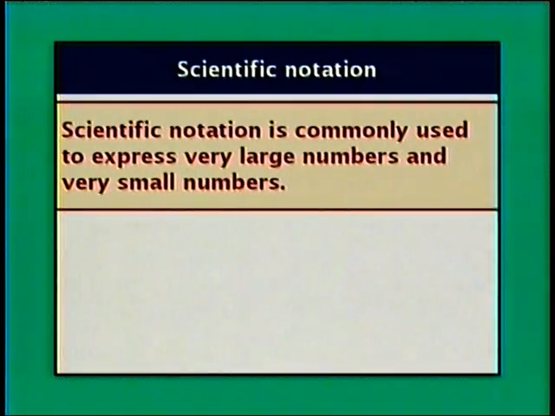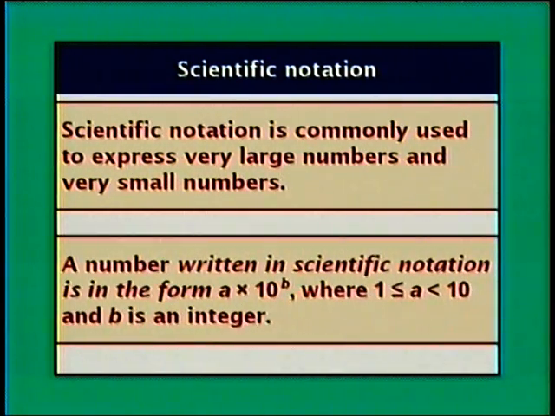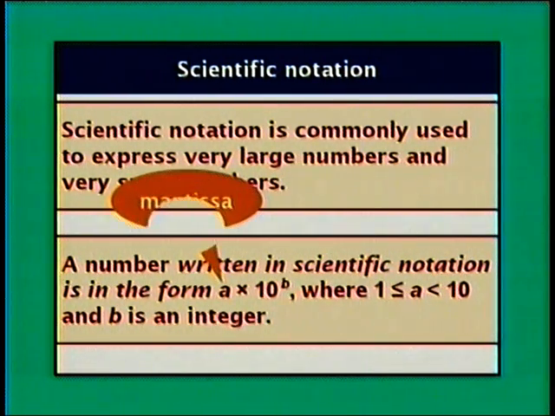So now let's formally define scientific notation. Now, scientific notation is commonly used to express very large and very small numbers. A number written in scientific notation is of the form a times 10 to the b, where this number a is some number between 1 and 10, but it can't equal 10, and b is an integer. This number a is sometimes called a mantissa. Now, this word may or may not be in your algebra book, but it does help to have a word to describe this first factor in scientific notation.